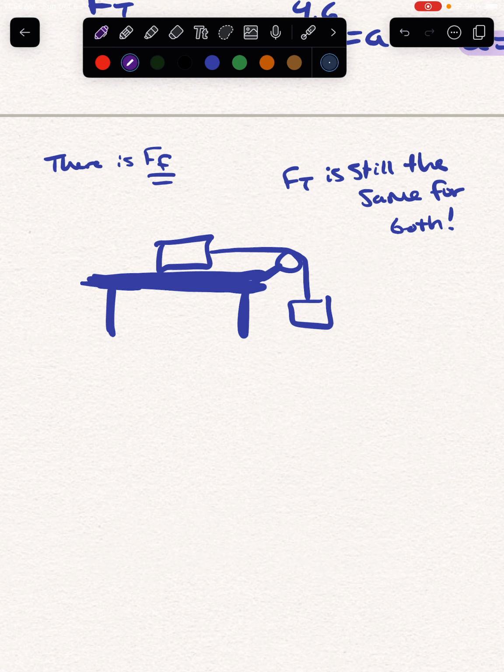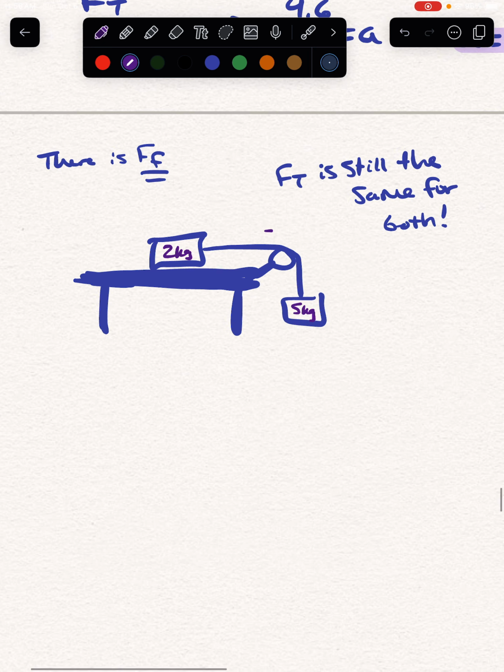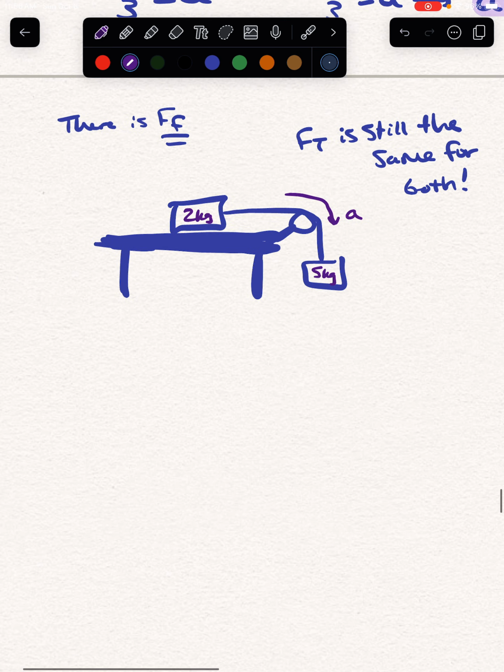I'm going to say that this is a 2 kilogram block, and over here, this is a 5 kilogram block hanging off the end. Okay, so because of that, I already know that it's going to be accelerating this way. So then I want to figure out what is the force of friction. All right, so let's say the acceleration that they're going over with is 2.1 meters per second squared. And I have their masses, and I'm looking for friction. That's all I need to know.